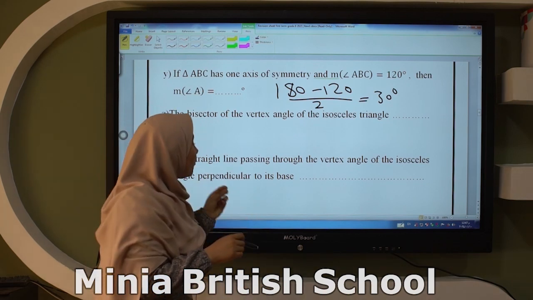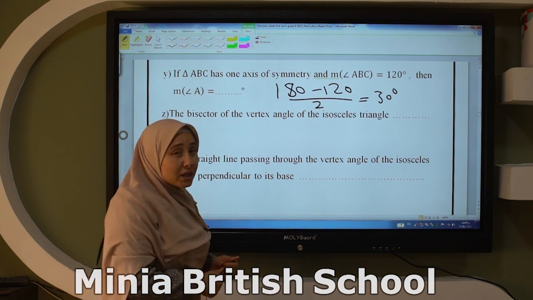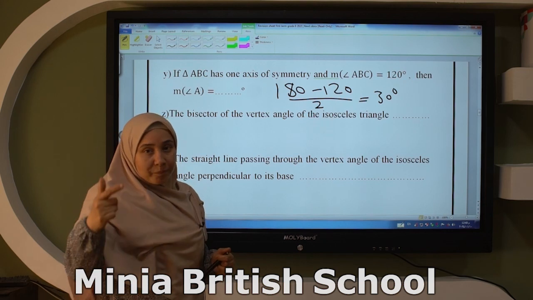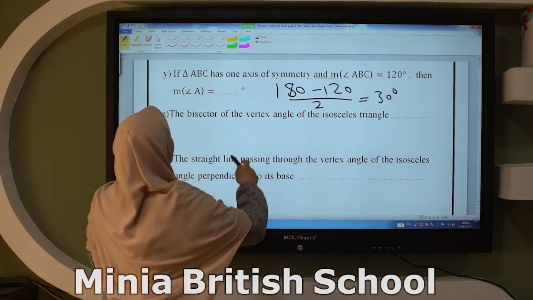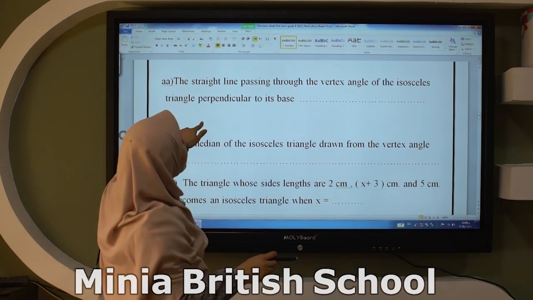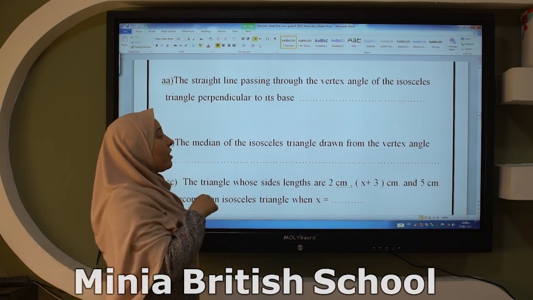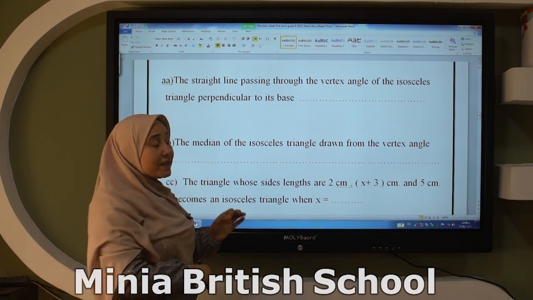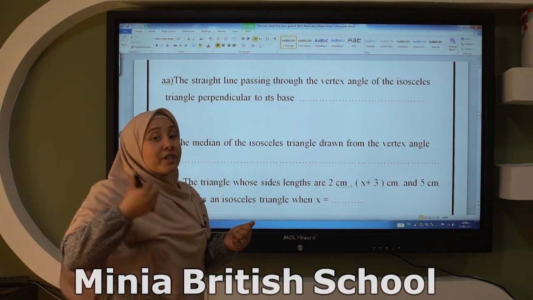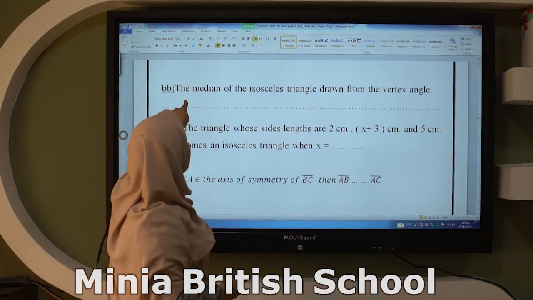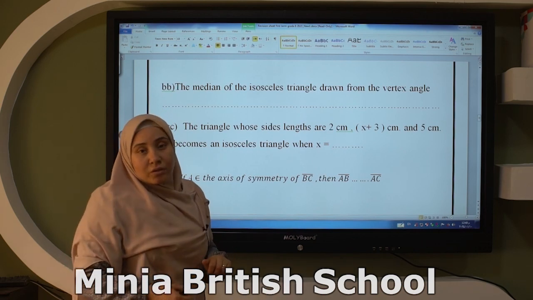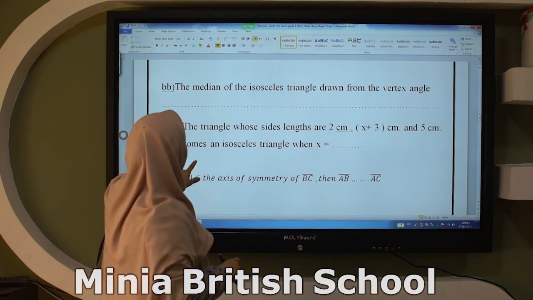The bisector of the vertex angle of an isosceles triangle is perpendicular to the base and bisects it. And the straight line passing through the vertex angle of the isosceles triangle, perpendicular to its base, bisects it and bisects the vertex angle. The median of the isosceles triangle drawn from the vertex angle is perpendicular to the base and bisects the vertex angle.